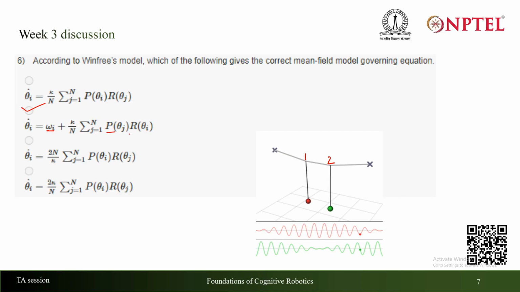So P and R: P of theta j is the influence factor, so how the jth oscillator influences the ith oscillator. And R is the sensitivity factor. So this is the right answer for this question.